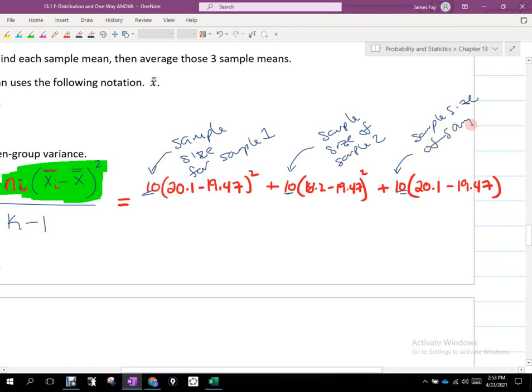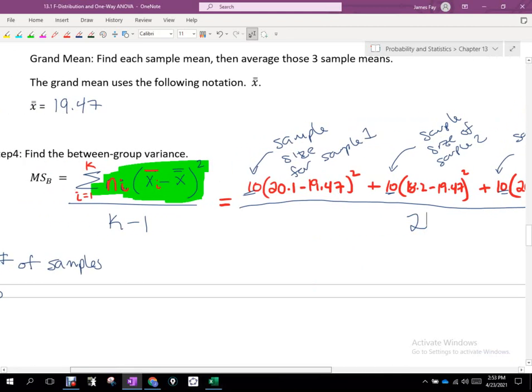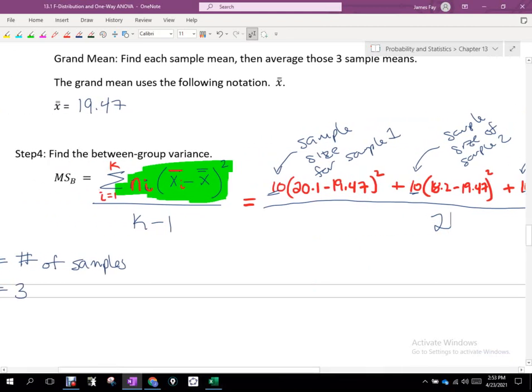of sample 3. And they can be different. Here, because of the way the problem was written, they're the same. Okay. Then we're going to divide that by k minus 1. K was 3, minus 1 gives me 2. So that is our MS sub B. Okay?